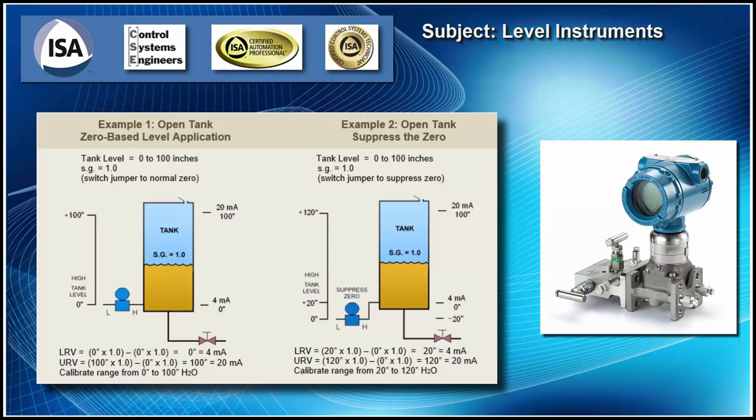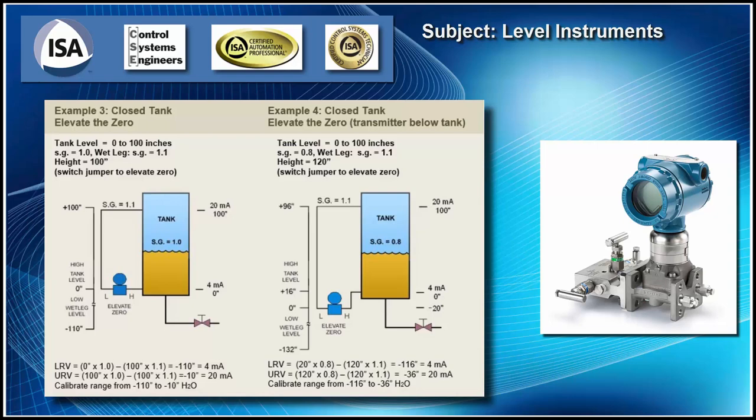And then we would pump up 120 inches, and we'd hit our upper range value, 20 milliamps in the span. And this is what gives us our span of 100 inches. But if we look at example four, we've got minus 116 inches to minus 36 inches. You say, how do I put in minus inches?